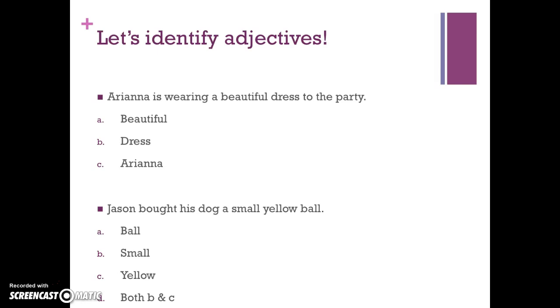Next, we have, Jason bought his dog a small yellow ball. Is the correct answer A, ball, B, small, C, yellow, or D, both B and C? The correct answer is both B and C. Both yellow and small are adjectives. They are both describing the ball, which is an object, which is the noun. So we know that ball cannot be the correct answer.